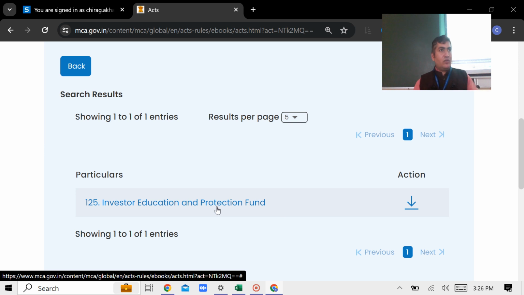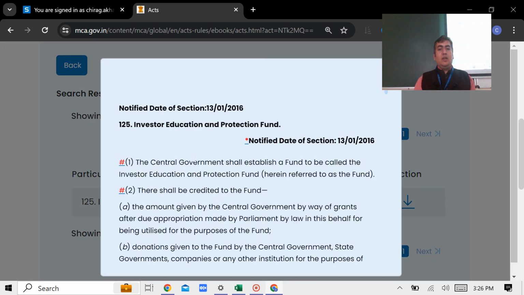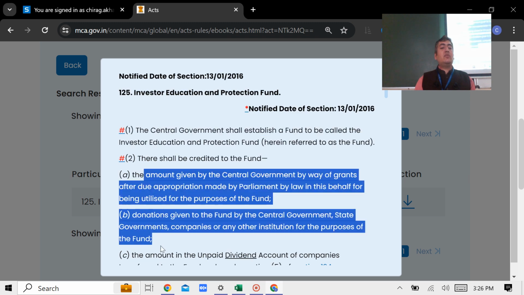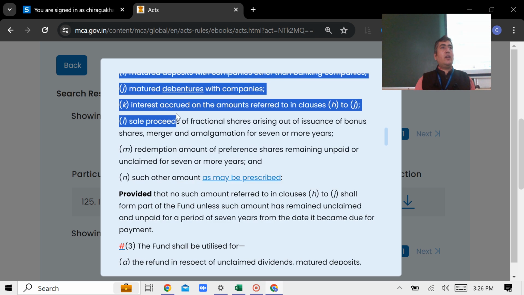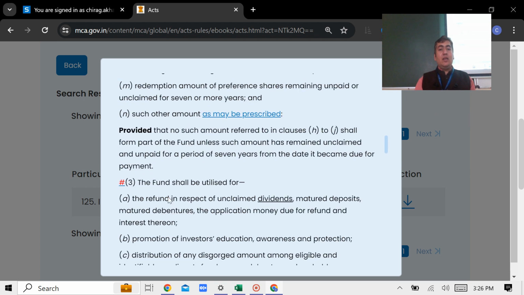Click on this. So guys, you see, central government will establish this fund. These are all the funds what will be deposited over there. I think we have already discussed about it. So I don't want to waste my time. Okay, the fund shall be utilized for what? You have to refund the unclaimed dividends, mature deposits. So whatever you have taken, the same fund will be used to pay it back, as well as awareness and promotional activities. I don't want to read that.